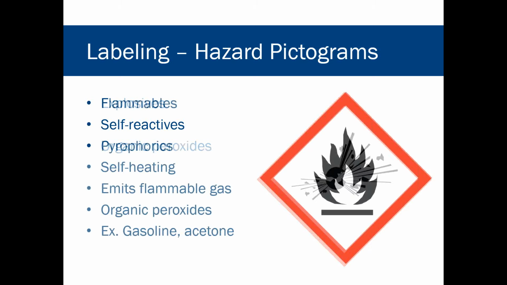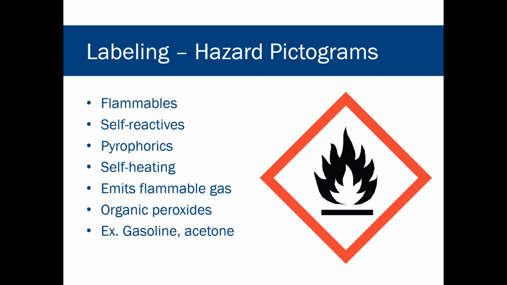The pictogram of a flame is for flammables, and this is going to include gases, liquids, and solids. GHS has divided flammables into 4 categories by severity. But basically, if the chemical has a flash point of less than 200 degrees Fahrenheit, it's going to be considered flammable.